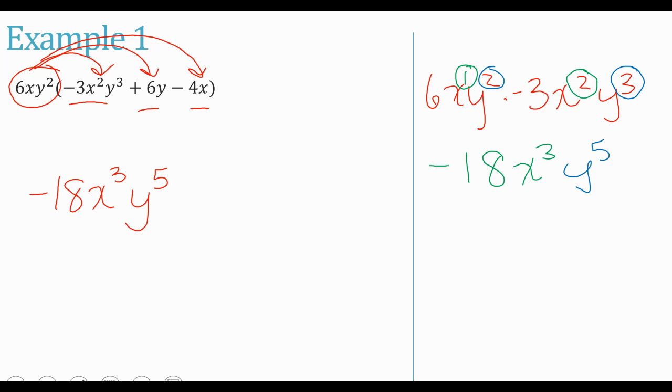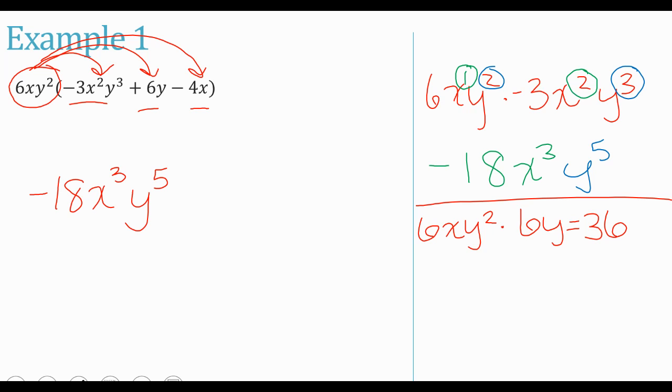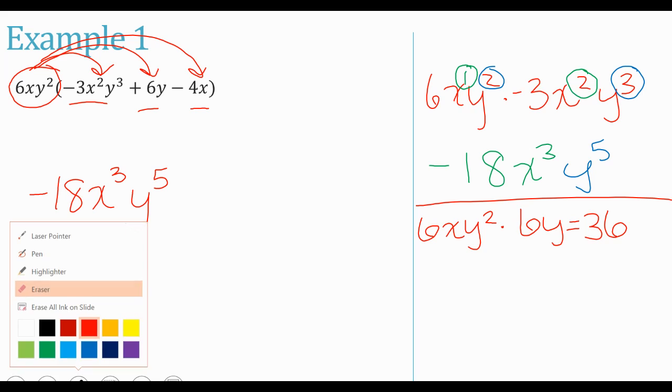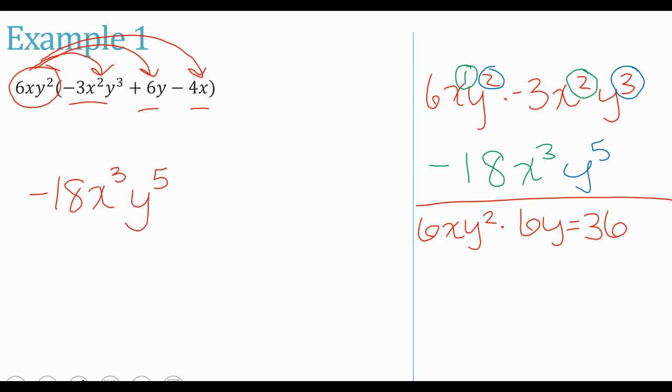Now let's multiply our second term. So we have 6xy squared times 6y. Okay, 6 times 6 gives me a positive 36. And then notice that in this second term, we don't have an x, but we have an x here. So if the second term does not have an x, you have nothing to multiply it to. So that means you're going to leave your x alone. Don't add any exponents because there's nothing to add it to. So this is going to be 36x.